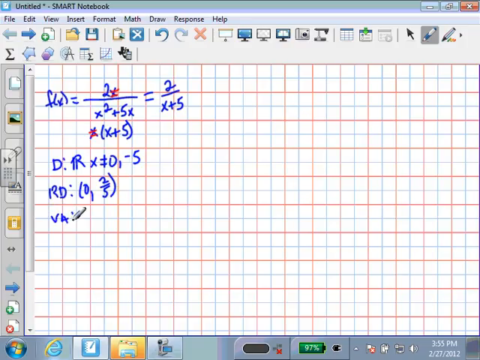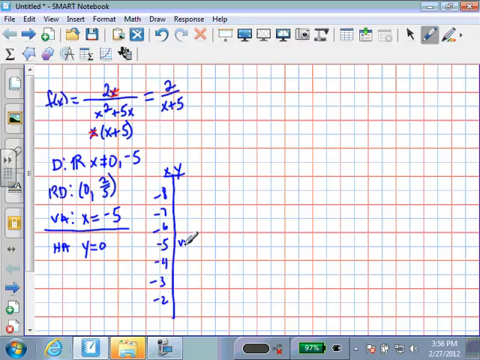We still have a vertical asymptote at x equals -5. The denominator has a higher degree, so there is a horizontal asymptote at y equals 0. A table of values, either from my calculator or from my head, is going to have to center around -5. So -6, -7, -8, maybe -4, -3, -2. This is our vertical asymptote.